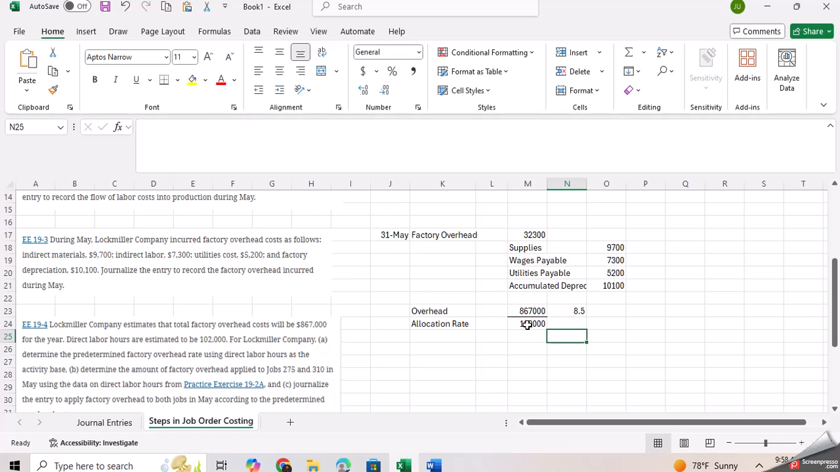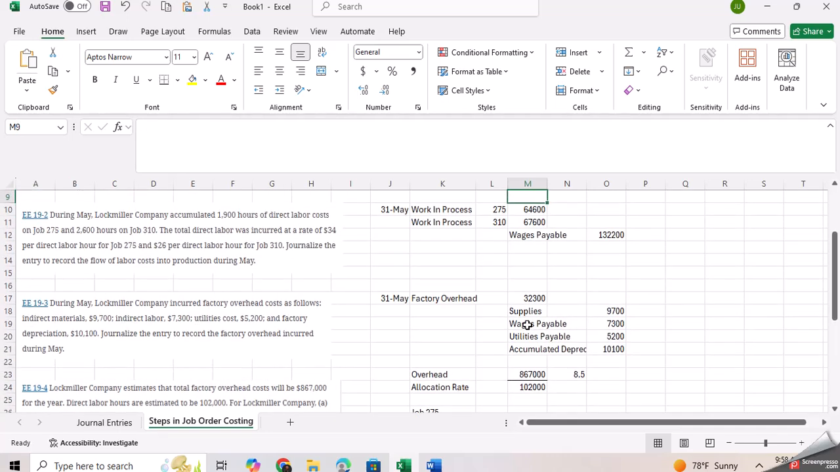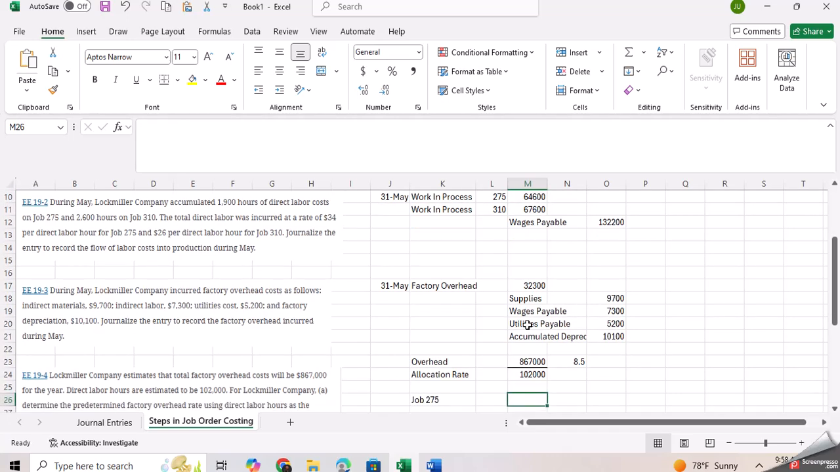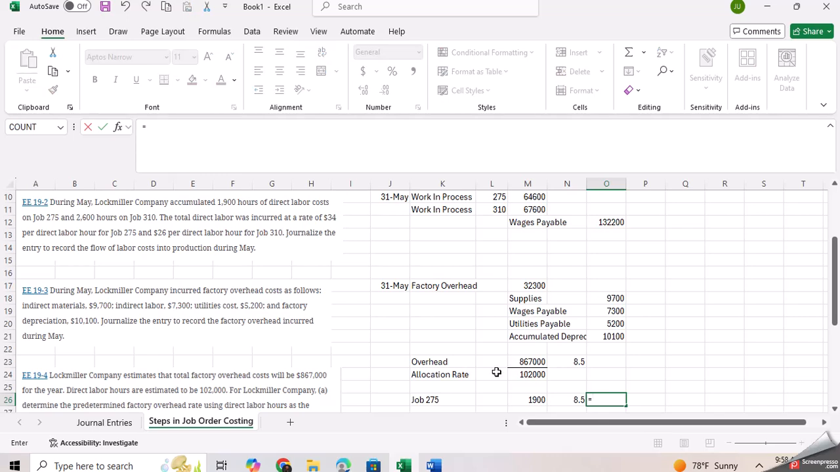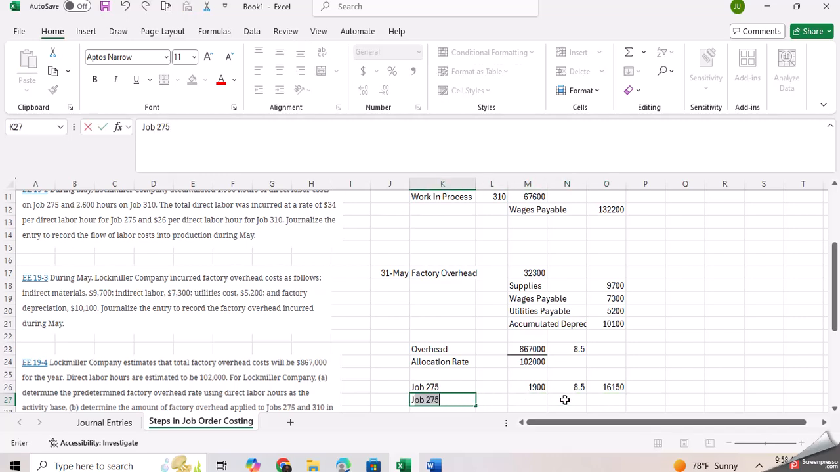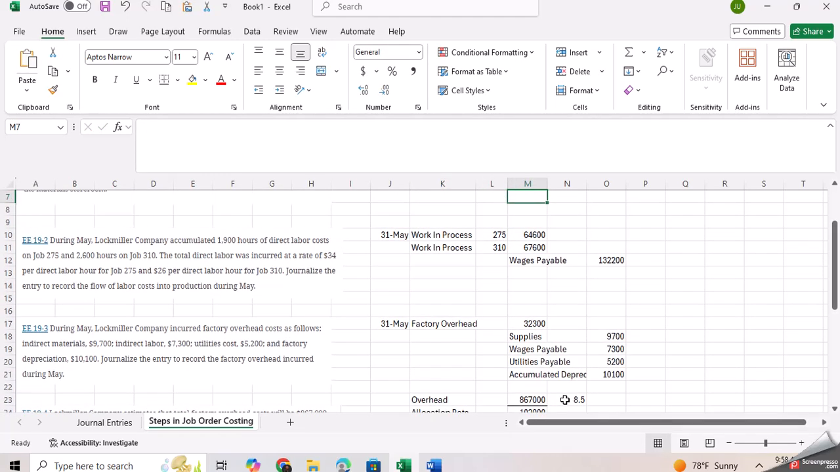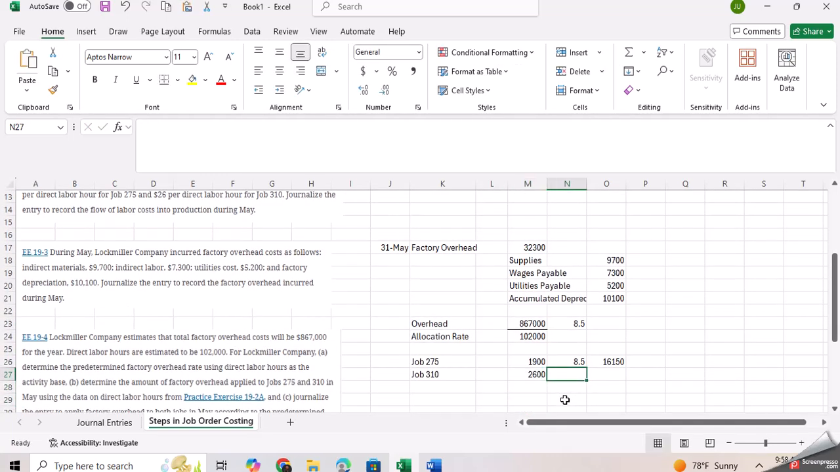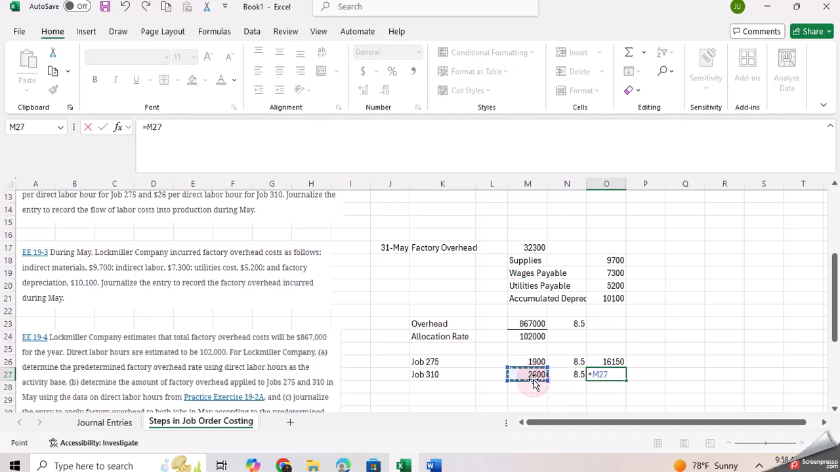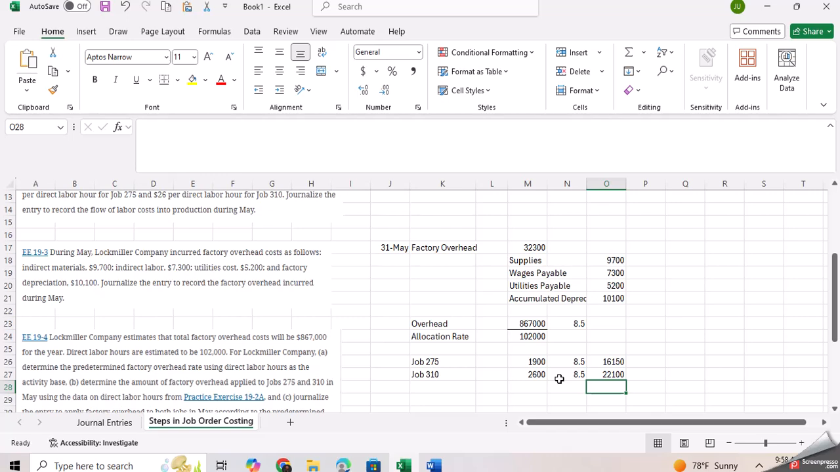Then it says now determine the amount of factory overhead applied to jobs 275 and 310. So if we go back up there, job 275 had 1,900 direct labor hours. So then 1,900 times the $8.50. That gives us how much is charged to job 275. And then to job 310, again, we look back up at number 2. It told us the direct labor hours up there. So job 310 had 2,600 direct labor hours at the $8.50. So again, we'll multiply those. Okay, so 22,100.